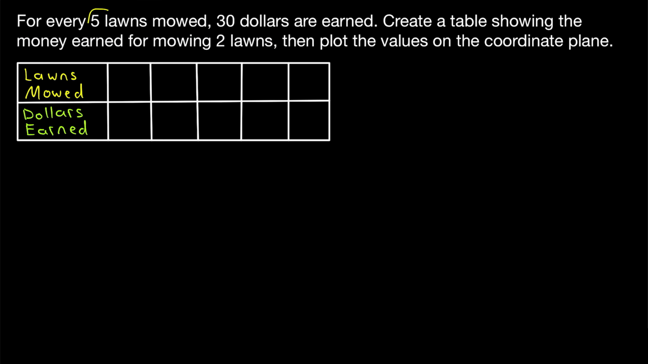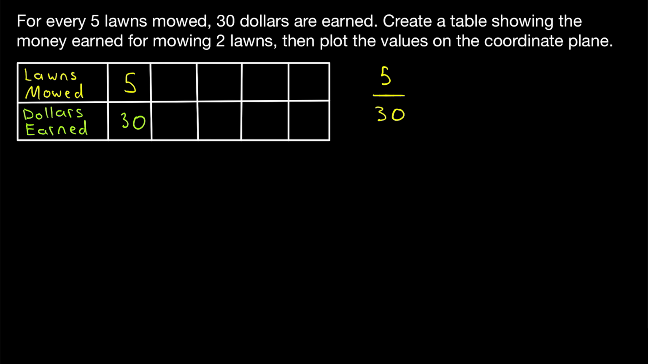Alright, so the initial ratio we're given is that for 5 lawns mowed, $30 are earned. So that's a ratio of 5 to 30. We'll put the lawns mowed row first in our ratio table, and then below that we have the dollars earned row. So we know if 5 lawns are mowed, we'll earn $30.